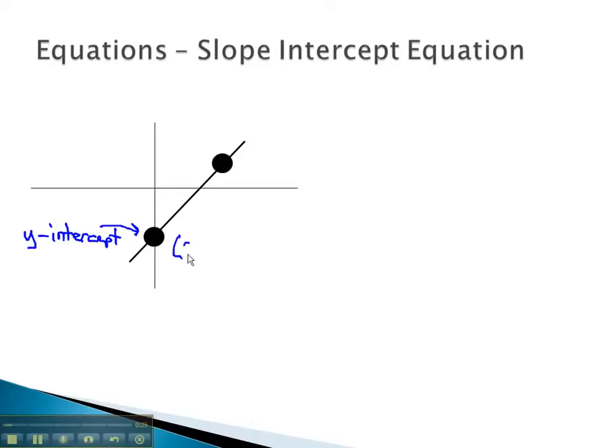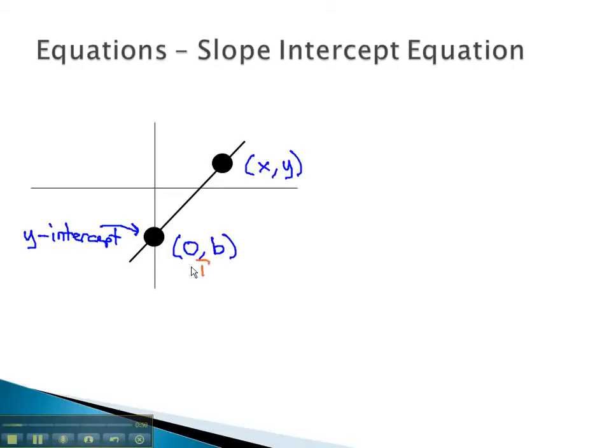Because there's no left and right motion, the x value is 0. And because we don't know, let's say the y value there is b. b is the y-intercept, where the graph crosses the y-axis. The other point, let's just call x comma y. I want to start by calculating the slope between these 2 points.